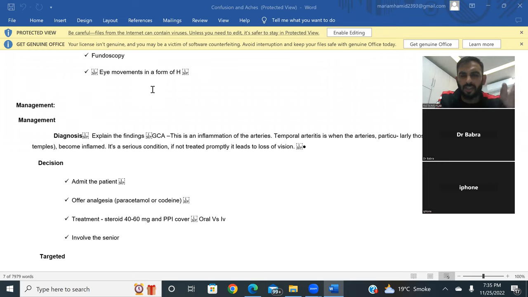Amaurosis fugax symptoms are, I think I read it so long ago, like when the curtains are coming down, that is amaurosis fugax. But why do we need to ask this in this scenario? We need not ask that in our scenario.